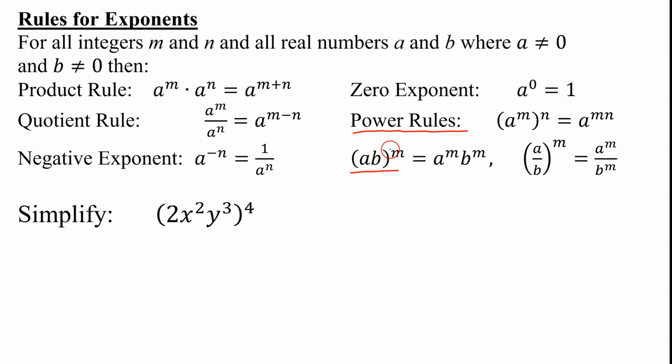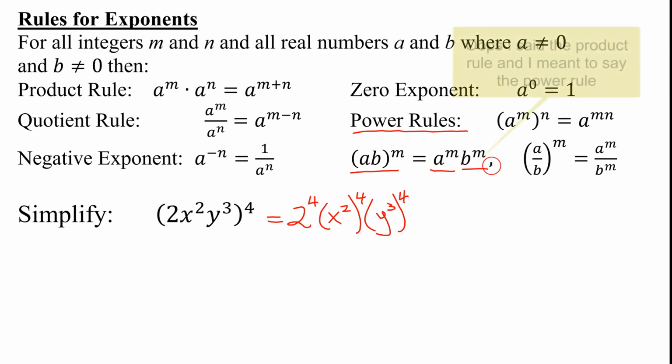This is if I have a product raised to an exponent, I can take each part of the product, raise it to the exponent, and then multiply the answers. So that is what I'm going to do here. I'm going to take each part of my product, so the first part is 2, and raise it to the 4th power. Then I'm going to take my x squared and raise it to the 4th power. And then I'm going to have my y cubed, and raise it to the 4th power. So I've used this part of the product rule.